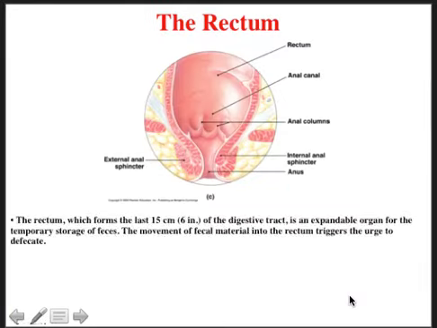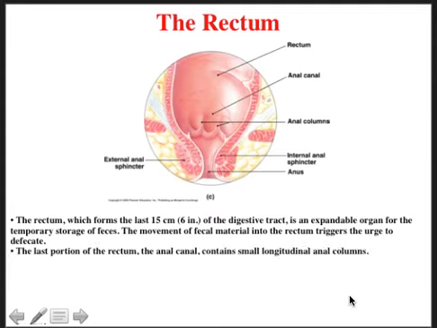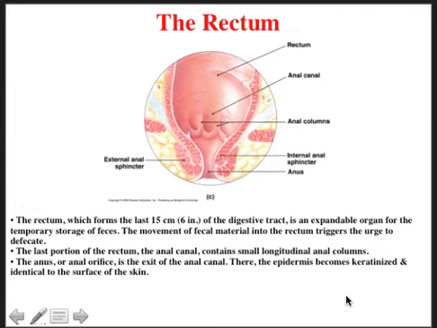Now we get literally to the end of the trip, the rectum. It forms the last 15 centimeters of the digestive tract and is an expandable organ for the temporary storage of feces. The movement of fecal material into the rectum triggers the urge to defecate. The last portion of the rectum, called the anal canal, contains small longitudinal anal columns. Okay, so you can see here the anal columns. All right. The anus or anal orifice is the exit of the anal canal.